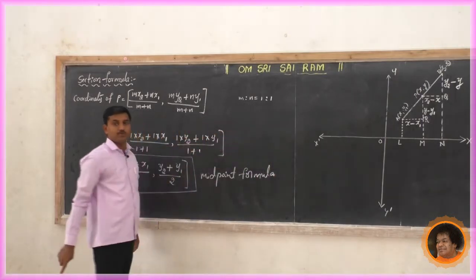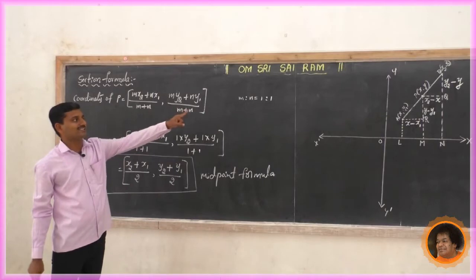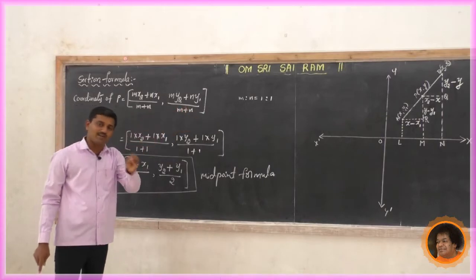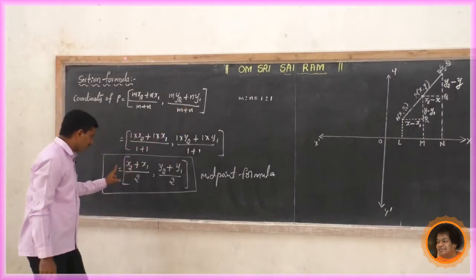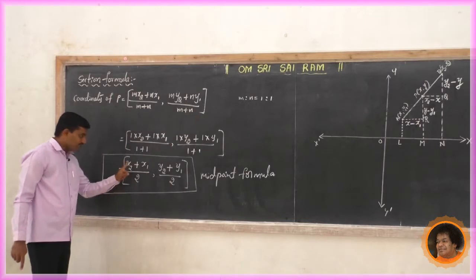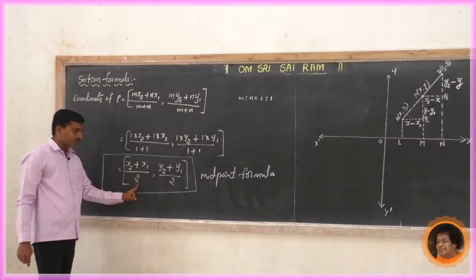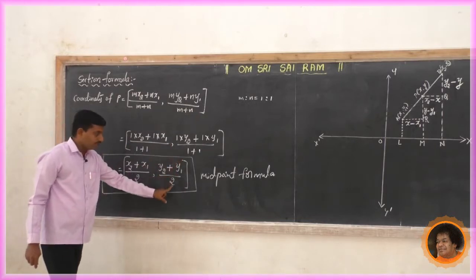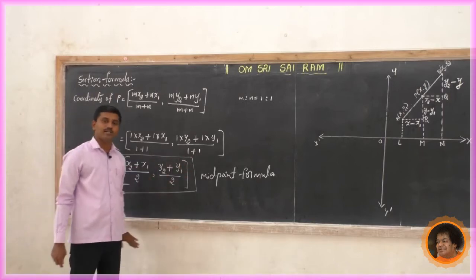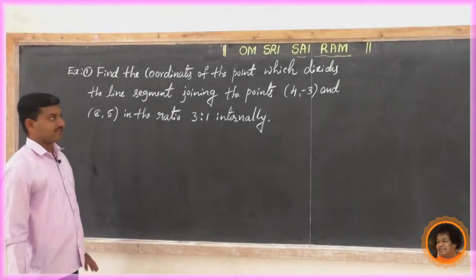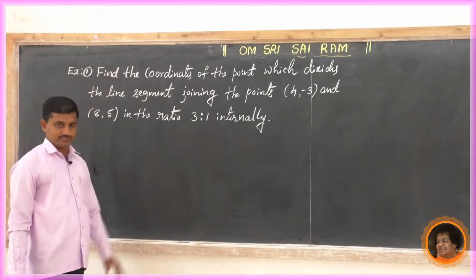Suppose P is a midpoint of AB, then how to find the coordinates of the point P? The coordinates of the point P are x2 plus x1 by 2, y2 plus y1 by 2. So this is known as the midpoint formula. Now let us solve some problems related to the section formula.